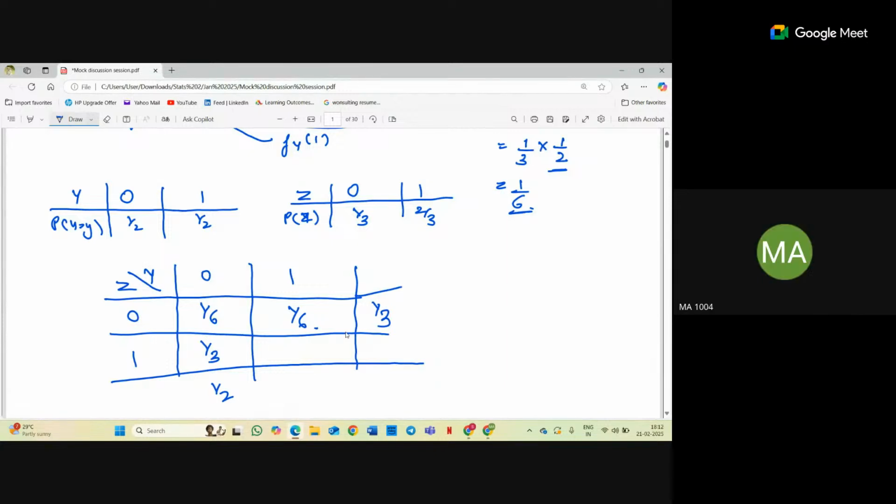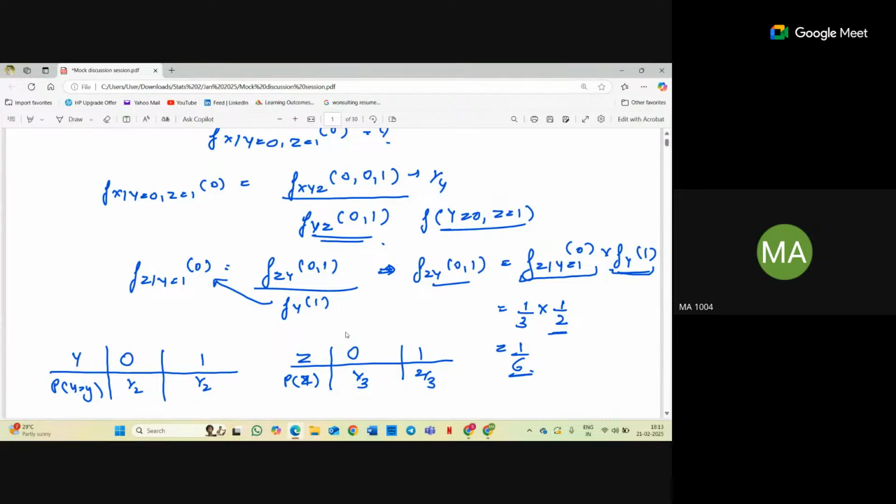Similarly, we know this total. When y equals to 1, the total probability is 1 by 2. So this would be 1 by 3 as well. And when z equals to 1, it is 2 by 3. So this is a joint PMF.